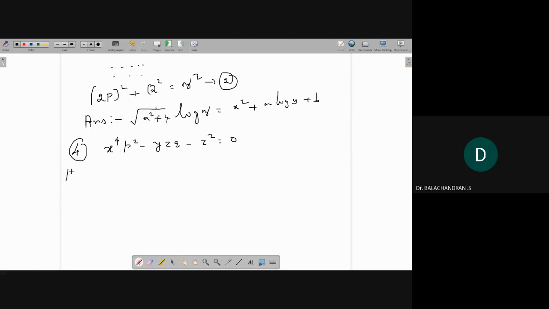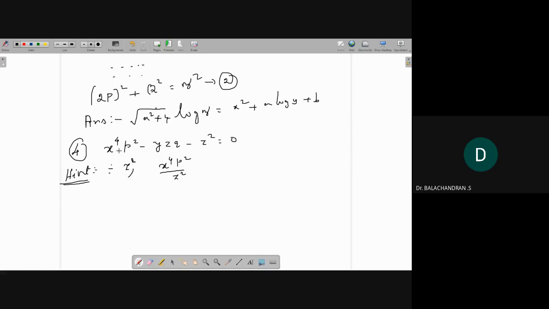Okay. What's the first step again? Dividing the whole by z square. Yes, very good. Dividing is the first step, because z is with y, but z is not with x. So that's why I divide by z square. Then x power 4 p square by z square. If you divide by z, I think you will not get the correct form.